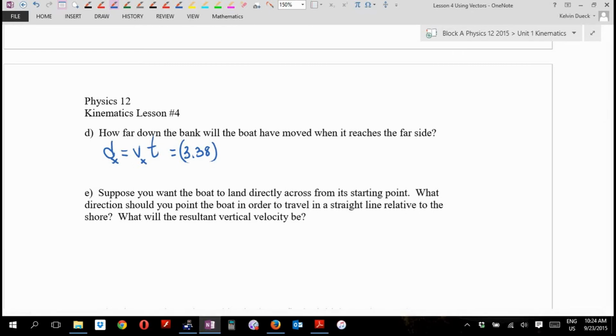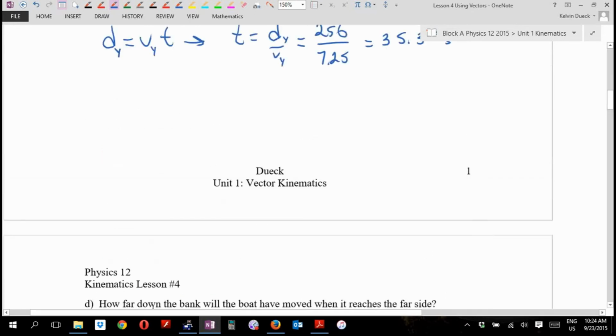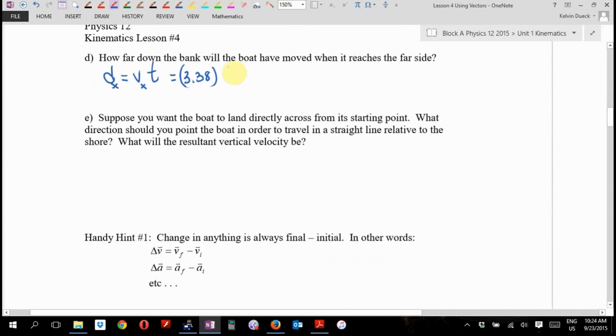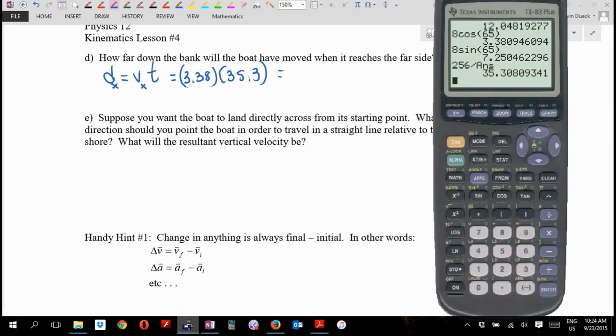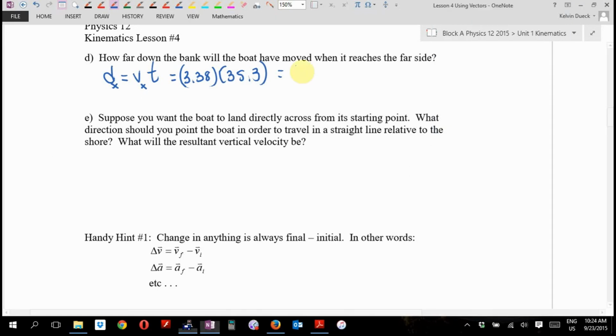Oh, wait a minute. I would argue the time it takes you to go across is exactly the same amount of time that you're drifting downstream. So I think I can use the 35.3. In fact, I'm going to use the answer button on my calculator. If you really wanted to be uber accurate, you could recalculate the cosine thing that we did in part A and then times your answer, but whatever. Three sig figs, this is going to be fine. 3.38 times answer button. 119 meters downstream.